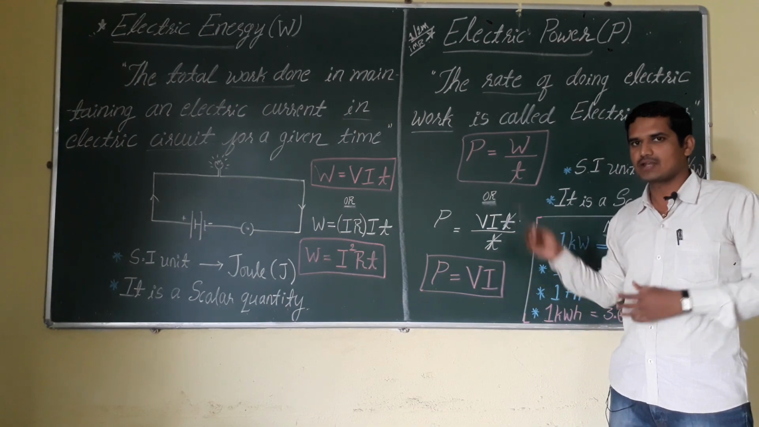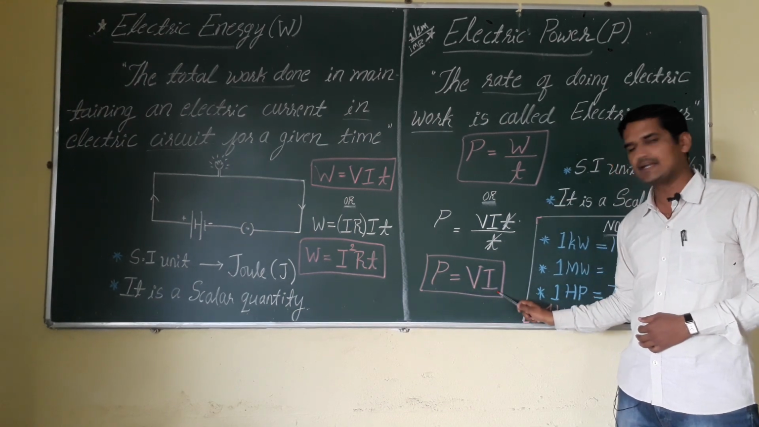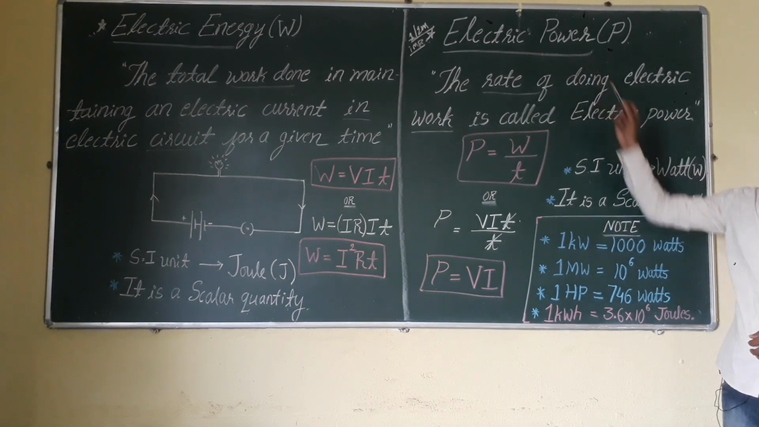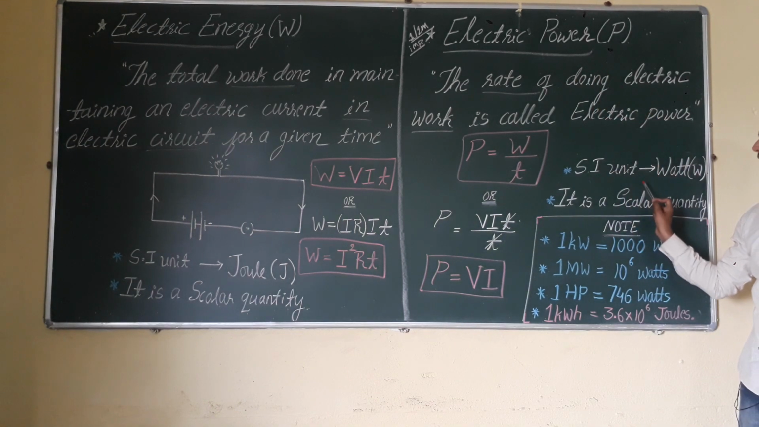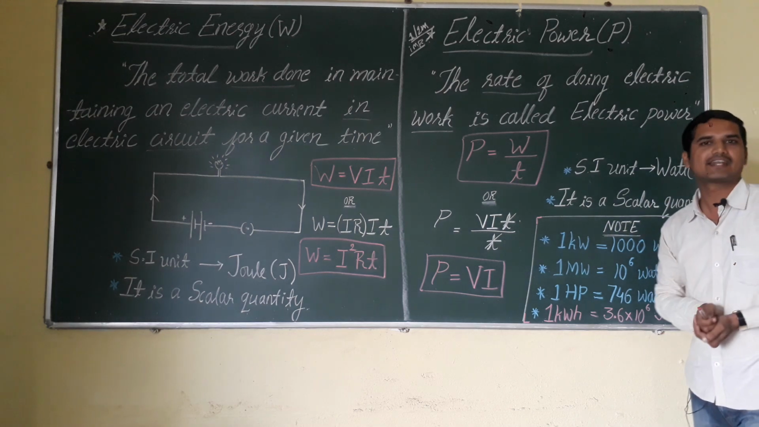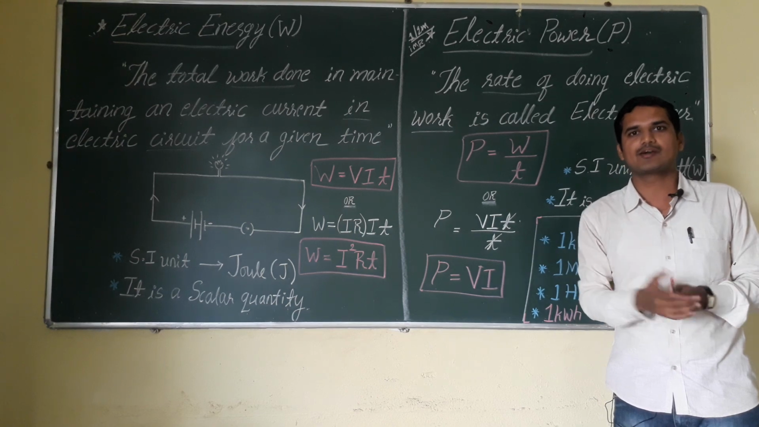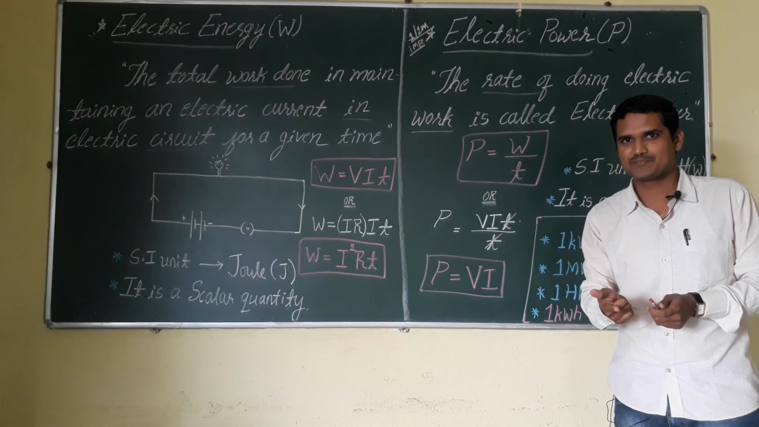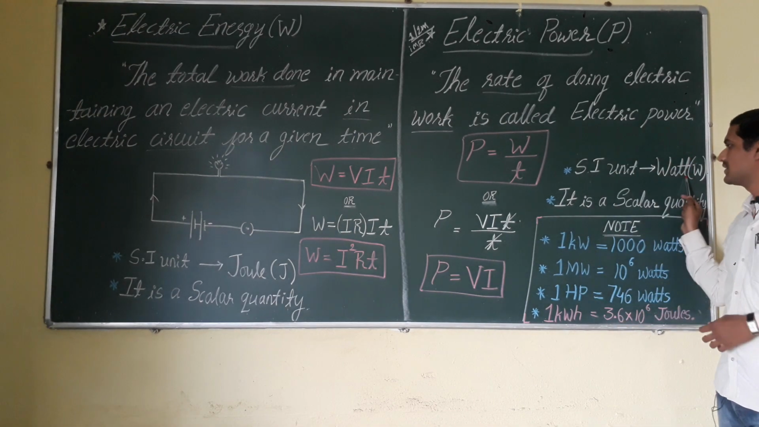You can use any formula. In some situations you can use P is equal to W by T, or P is equal to V into I. Generally we use the SI unit for the measurement of electric power, that is watt. When you go to the electric shop, you say give me a 10 watt bulb, a 20 watt bulb, a 0.5 watt bulb, not volt. So that's why the SI unit of electric power is watt.